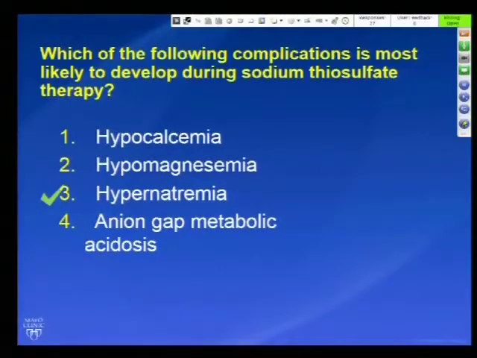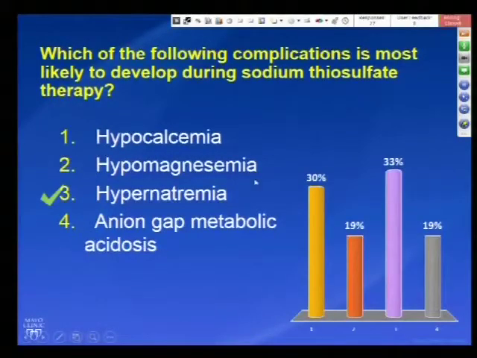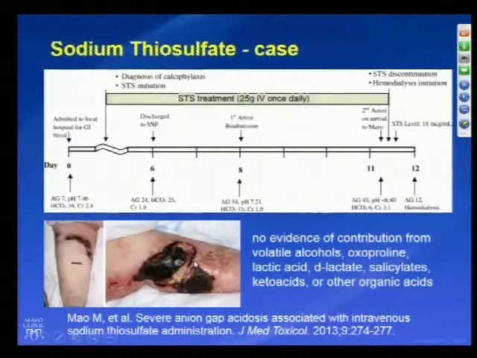This arrow moved. That's not the correct answer. So the correct answer is actually number four, for some reason. So you can see the answers are quite split there. But the correct answer is anion gap metabolic acidosis.